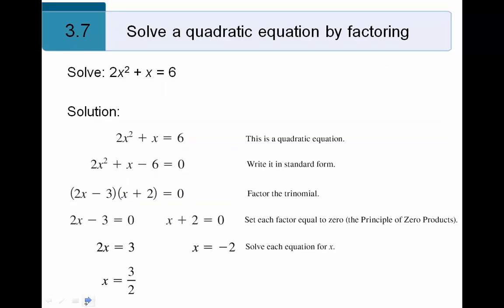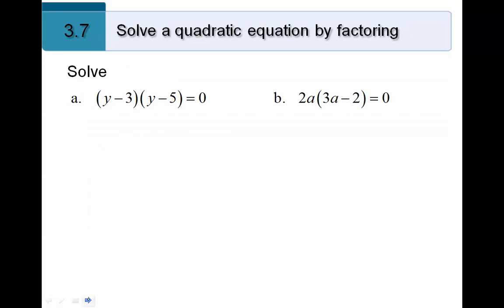I'm going to go ahead and jump to the first problems. Okay, now notice in those steps that we just went over, step 1 says write the equation in standard form, and step 2 says factor the polynomial. Now notice these two polynomials were already factored, so when we solve these, we're beginning at step 3.